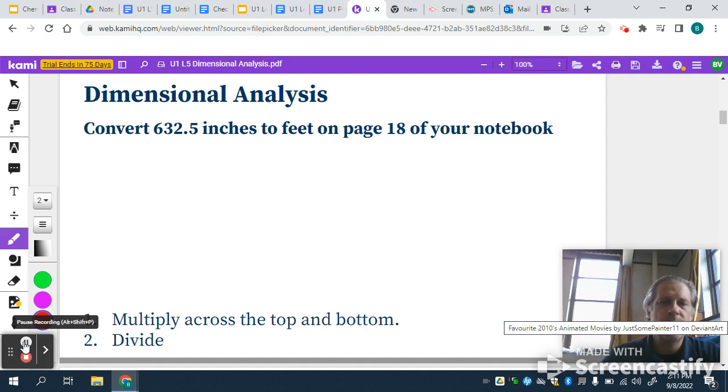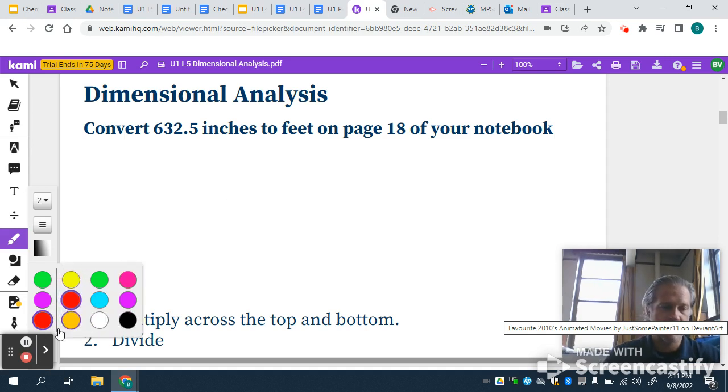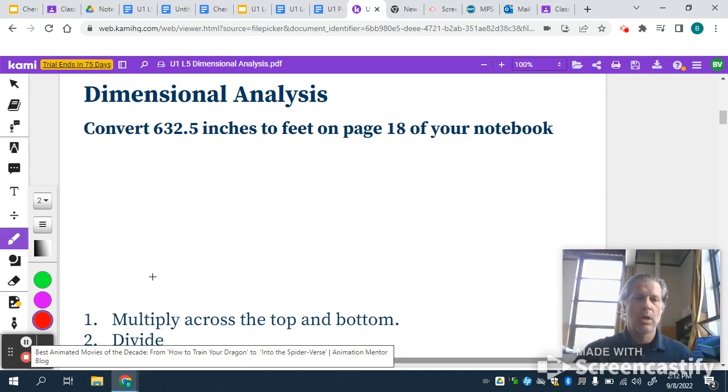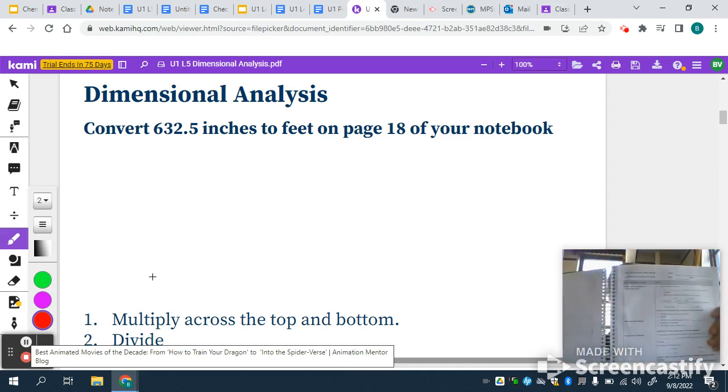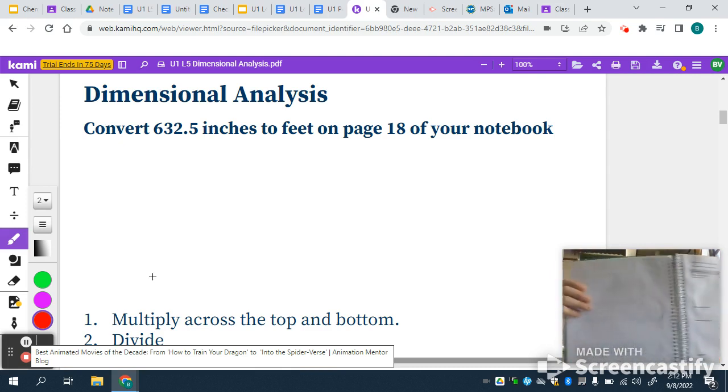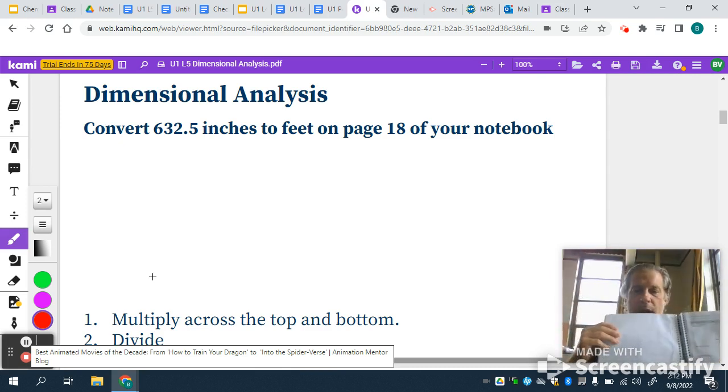So, in dimensional analysis, there's a few things that we have to do. And as far as our notes go, if you're looking at your note sheet sitting right in front of you, on the left hand side of your chemistry notebook, on page 18, I want you to actually do this conversion factor with me. So let me go grab my notebook real quick because I want to show you that. So on page 18, so here's my notebook. At some point, you're going to glue the note sheet onto page 19. And on page 18, you're going to do these problems with me.